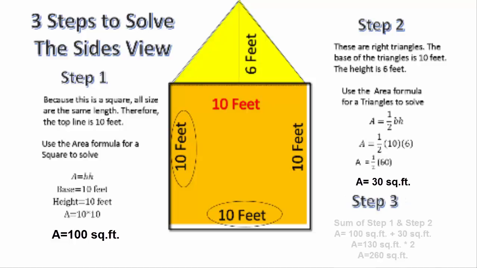Step 3. Sum of step 1 and step 2. A equals 100 square feet plus 30 square feet. A equals 130 square feet times 2. Where do we get the 2 times? That's because we have two sides, so we must multiply by 2 in order to get the sum of the two sides. So it's 130 square feet times 2, which gives us area equals 260 square feet for both sides.